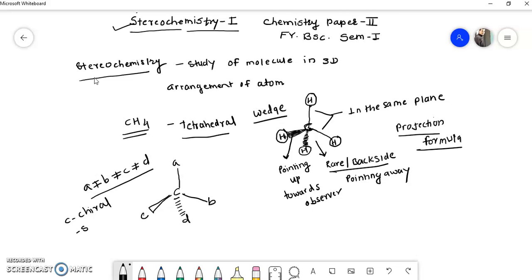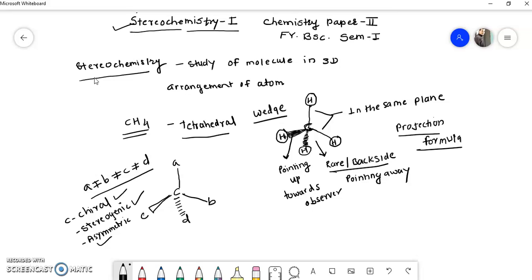Chiral or stereogenic. There are three terms: chiral, stereogenic and asymmetric. So if the carbon is attached to four different groups, then it is called a chiral carbon, or it is also called a stereogenic carbon, or it is also called an asymmetric carbon. Okay. So what is an asymmetric carbon?